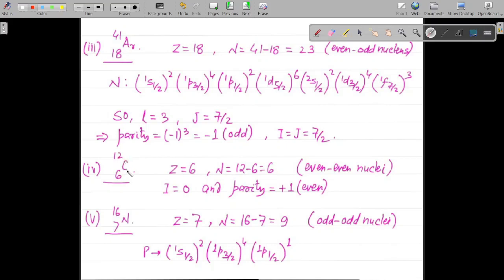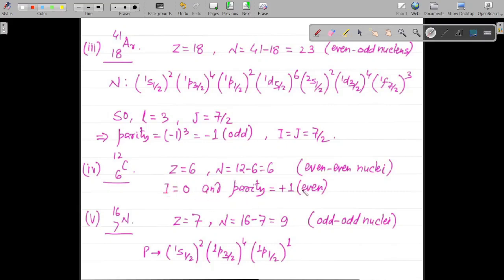C-12, let us look at this particular example. Z equal to 6, so the number of protons over here is 6. The number of neutrons is equal to 12 minus 6, which is again equal to 6. So it is an even nucleus. The I value will be equal to 0, because the number of protons is even and the number of neutrons is also even, as both of them are even. So the I value, that is the ground state spin, will be equal to 0.